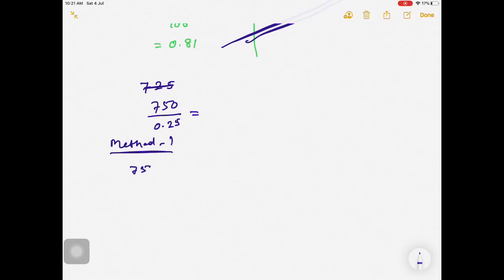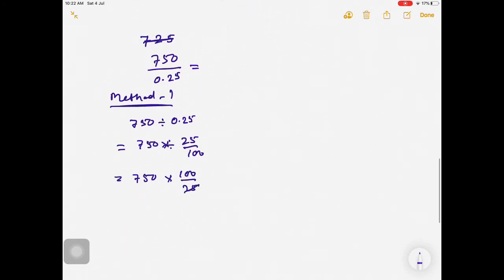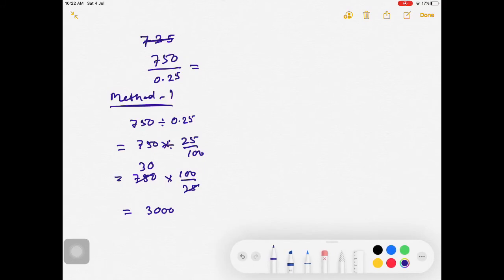So we have 750 divided by 0.25 and it is equal to 750 into, in fraction form, 25 by 100. So it is equal to 750 into 100 by 25, and 25 times 3 is 75, so it is 30. We got 3000, right?